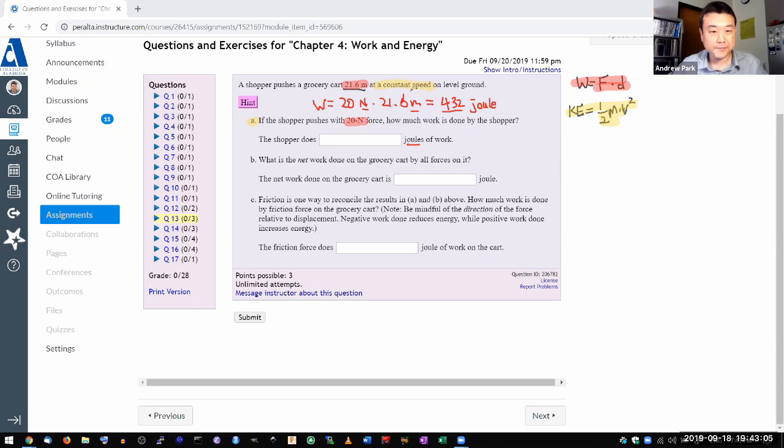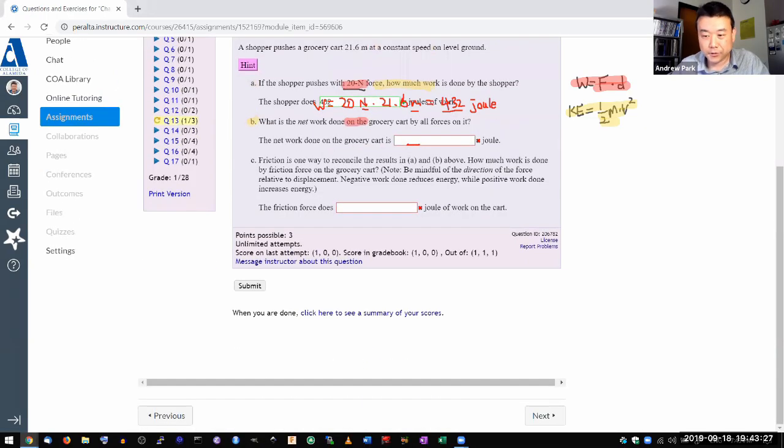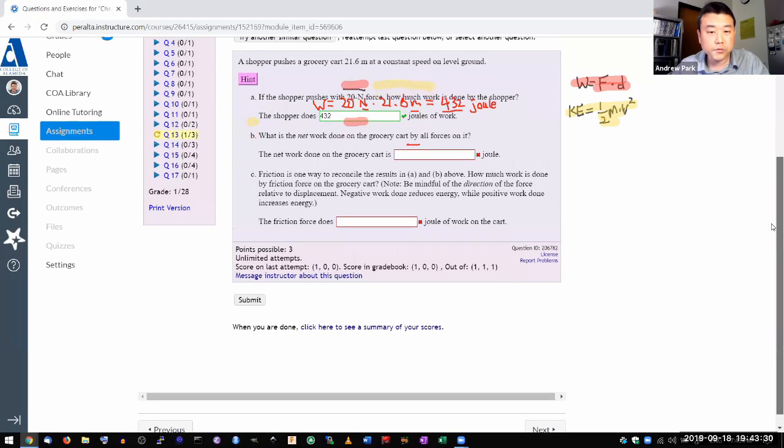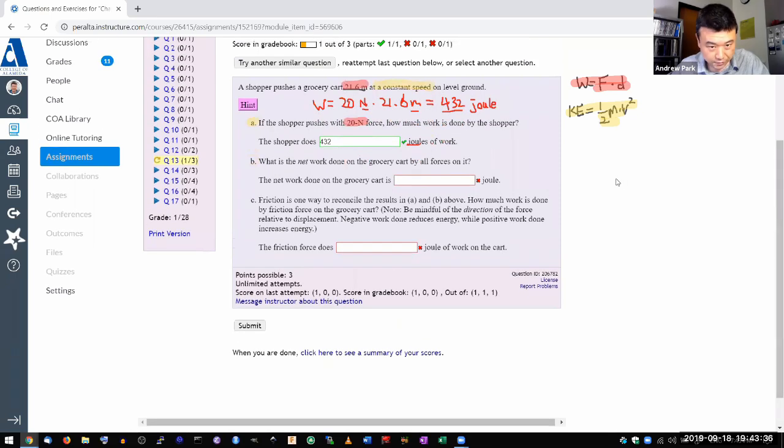Let's see if that's correct. If it's not correct, it'll be embarrassing. And you have unlimited attempts, and you can use that fact to try one part at a time. It'll mark the other parts as being wrong, but that's fine. Use that unlimited attempt to make sure you have gotten the earlier question correct, so that as you move on to the other part, you have some assurance that you did this correctly. Okay, I'm trying to line it up. All right, so the shopper does 430 joules of work as the shopper is pushing on the cart.